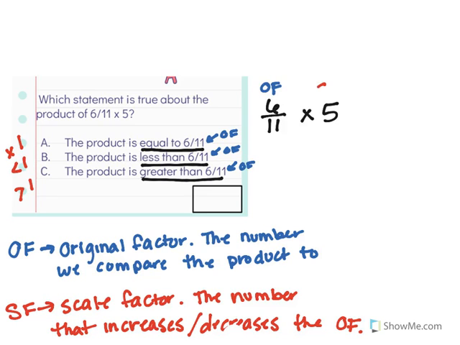So let's go ahead and look at our scale factor here. Our scale factor is 5 because it's not the original factor. 5 is greater than 1. Therefore, our product will be greater than 6/11. So our answer here is C. Let's try another one.